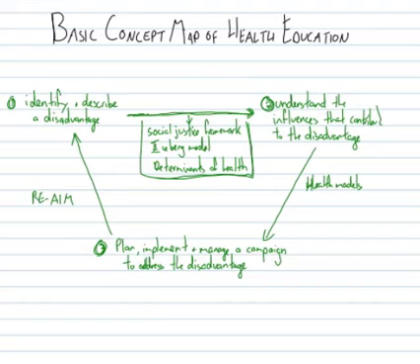So again, number 1, number 2, and number 3 are the goals. These are the tasks that we're trying to do within health education. To move from one goal to another along the arrow, we use the tools that are specified. So in this example, the iceberg model will help us understand the influences that contribute to disadvantage. The health models will help us to plan, implement and manage a campaign to address the disadvantage. This is the basic concept map of health education.